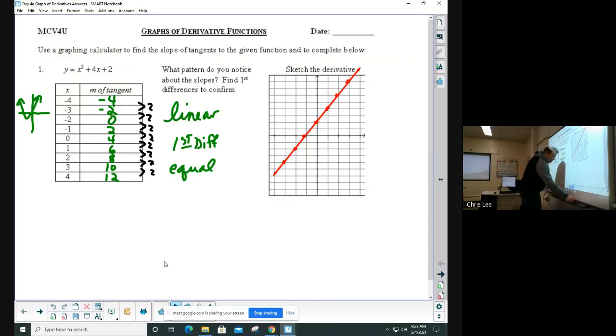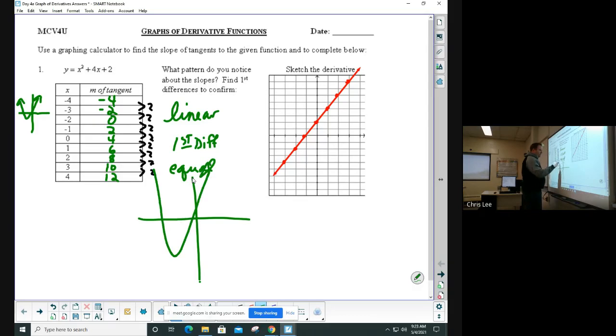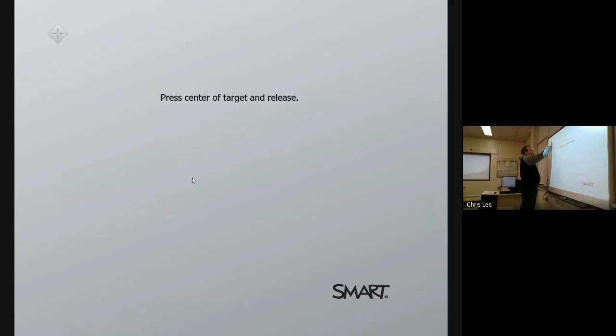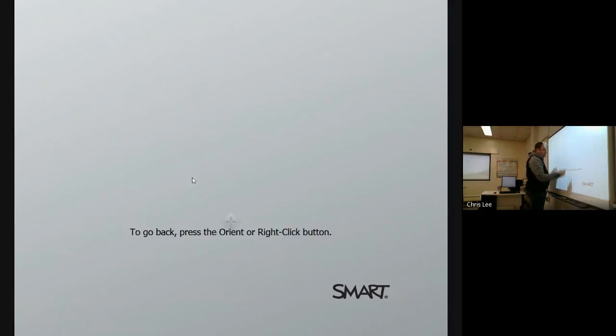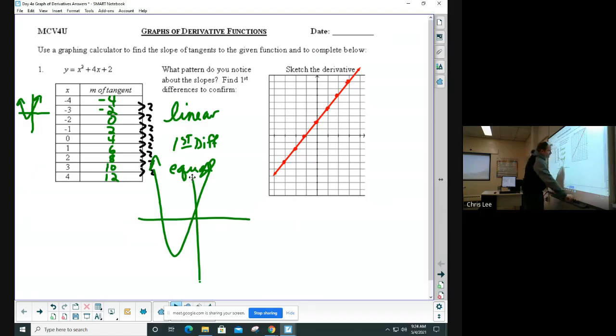And again, imagine what's going on here. So I'll just make my original parabola a little bit bigger. I think it goes something like this. So the shape of the parabola is still the same.